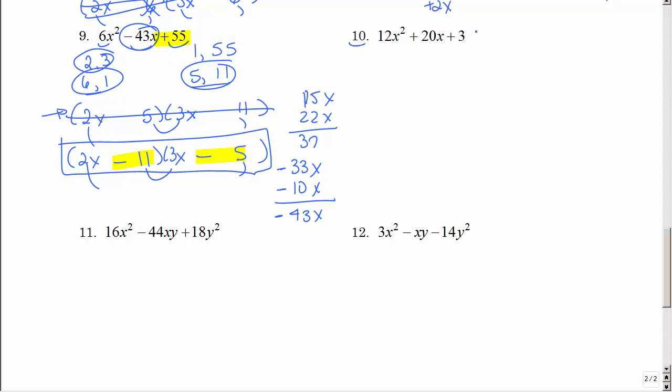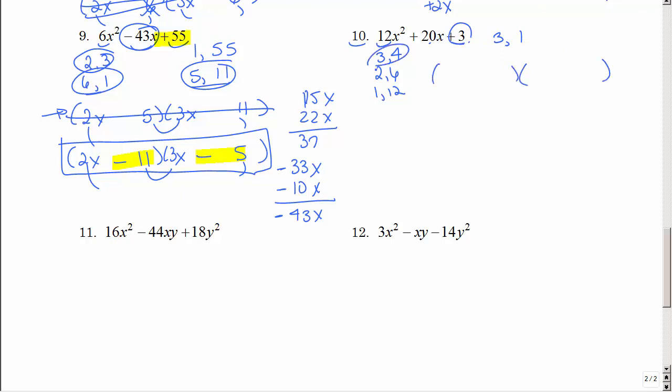All right, let's look at number 10. Do I have a GCF? No, I do not. 12. Ooh, lots of choices. 3 and 4, 2 and 6, and 1 and 12. That's the bad news. The good news is 3, we only have one choice.